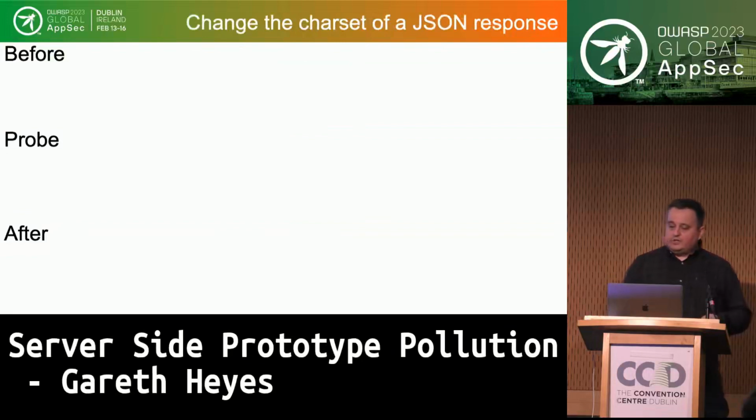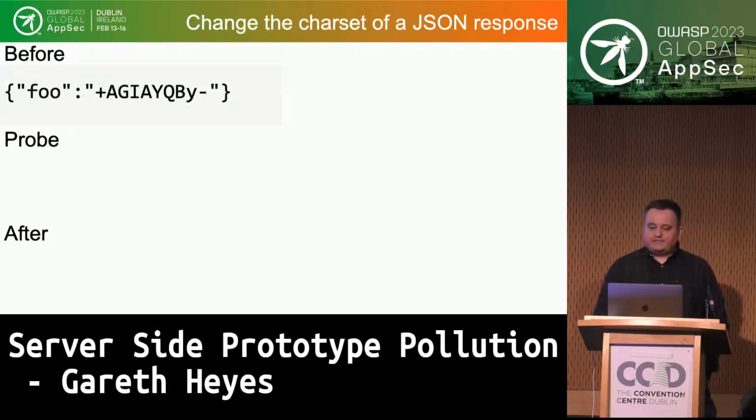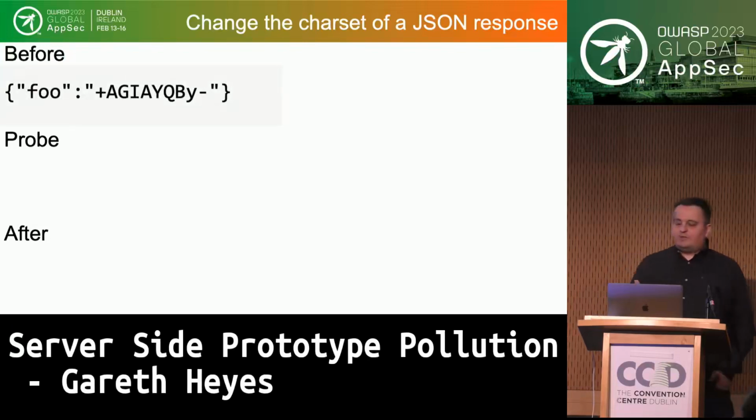So UTF-7 is a base 64-like character encoding that was used in the past to create encoded XSS vectors in legacy browsers such as IE. Before I send a probe, I send some encoded text. What this represents is UTF-7. It's like base 64 encoded with a plus and a minus. So it's an encoded bar value.